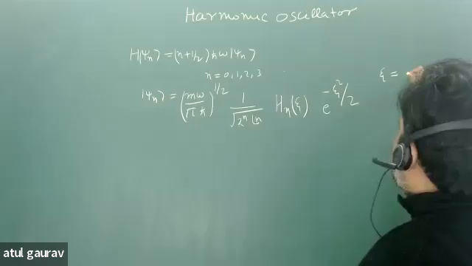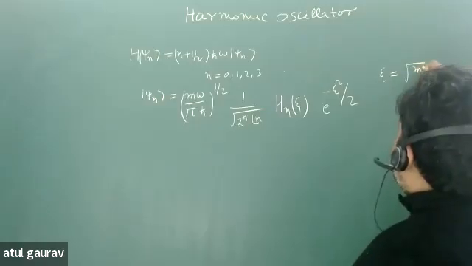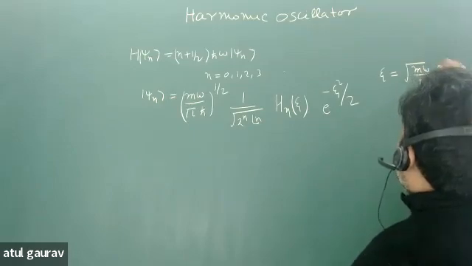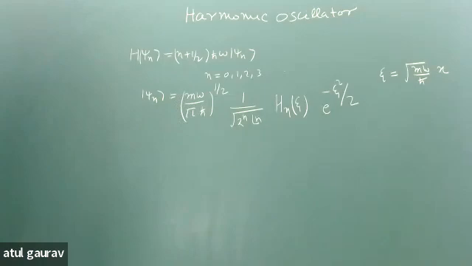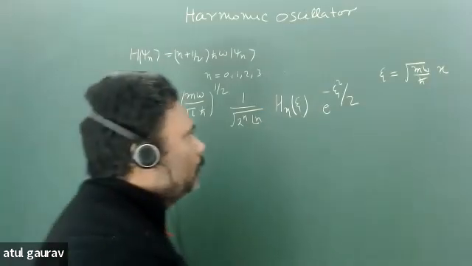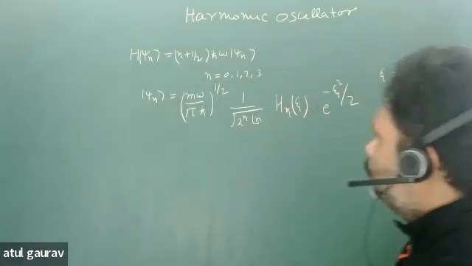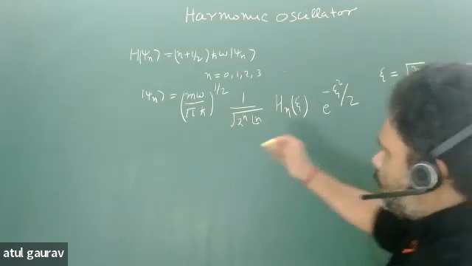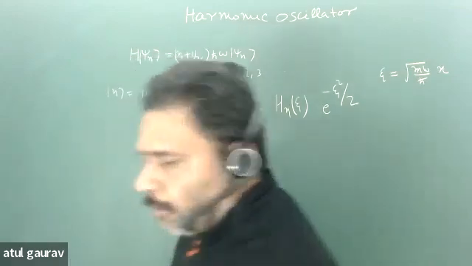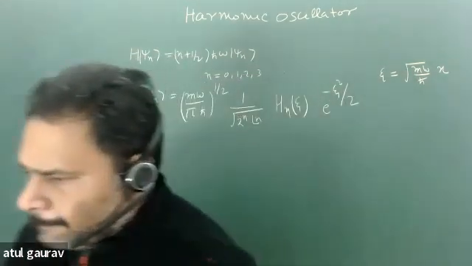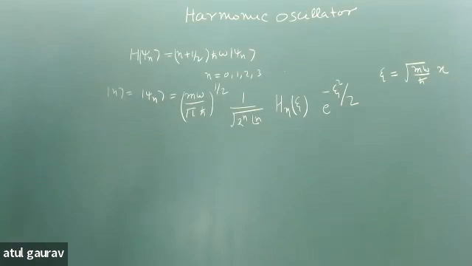Xi m is root m omega by pi h cut to the power 1 by 4 into x, isn't it? So we have this sort of energy eigenfunction. If we are talking about the ground state eigenfunction, sometimes you can also say this is your n ket. We will also solve this whole thing in a form of, just a minute.